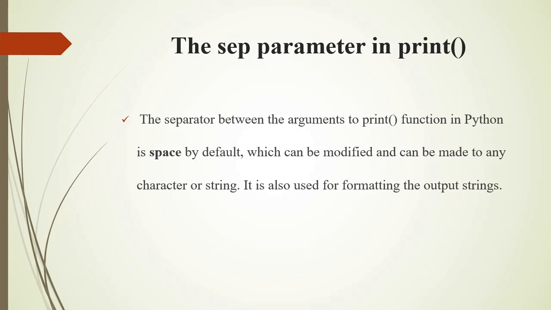Now let's discuss the sep parameter in the print function and the end parameter in the print function. First we will discuss the sep parameter. The separator between the arguments to the print function is a space by default. If we want to change the default separator space into some other character or string, we can do so with the help of the sep parameter. This sep parameter is also used for formatting the output strings.